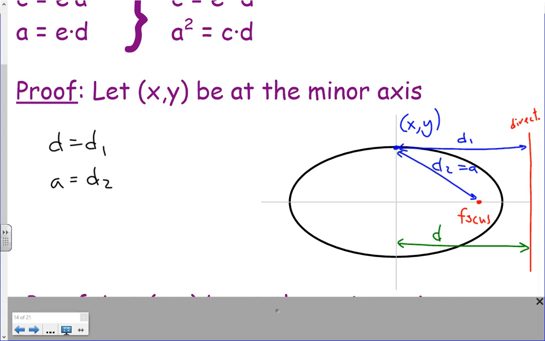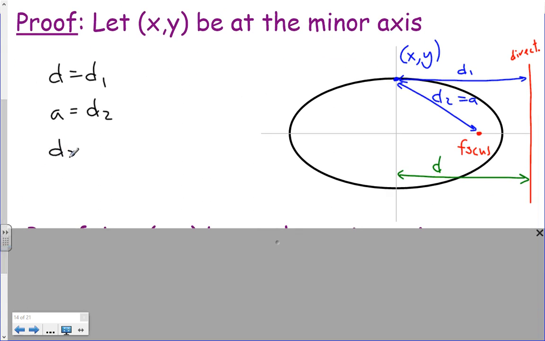So we have a property that relates eccentricity with D1 and D2. So let's write that down. We know that D2 is equal to eccentricity times D1. And then just replace D1 and D2 with what we said they're equal to. D2 is A, so that's A is equal to eccentricity times D1, we said in this case, is D. There's our property. A is equal to E times D.